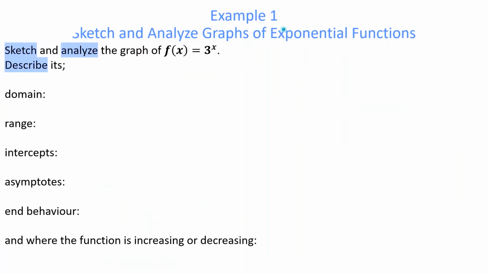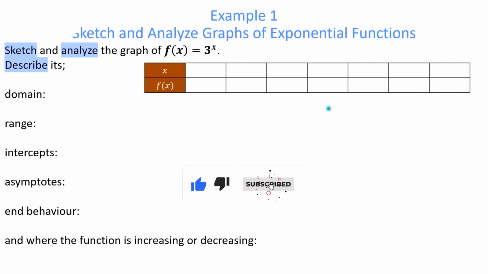In example 1, we're asked to sketch and analyze the graph of f of x equals 3 to the power of x, and then we have to describe its domain, range, intercepts, asymptotes, end behavior, and whether the function is increasing or decreasing. Before I begin to sketch, I produce a table of values. These are the x values I've selected. I substitute these values into this function to give me these y values.